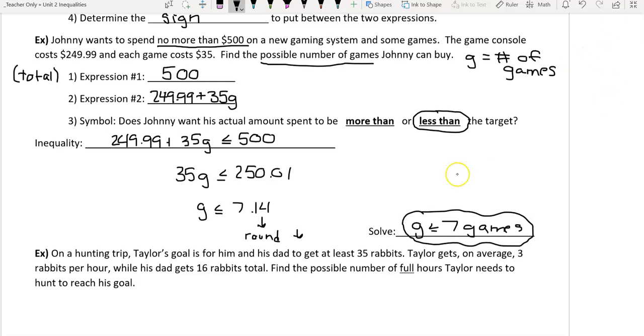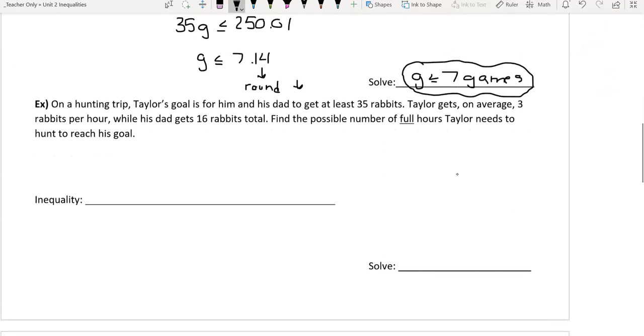Okay? Moving on to our second one. On a hunting trip, Taylor's goal is for him and his dad to get at least 35 rabbits. There's their goal. Taylor gets on average 3 rabbits per hour while his dad gets 16 total. Find the number of full hours. So there's our variable. H is number of hours Taylor needs to reach his goal.